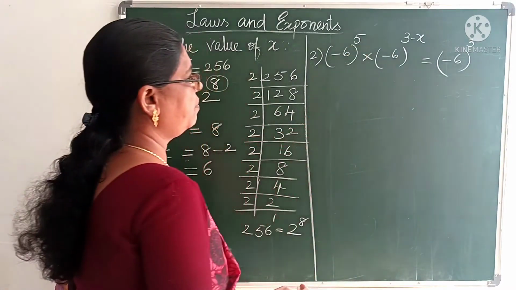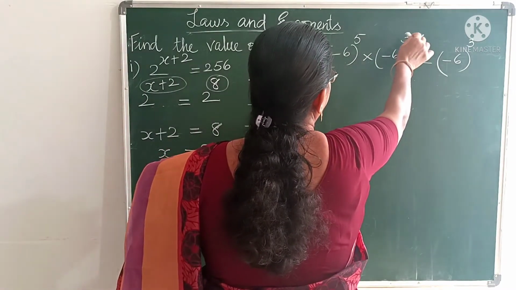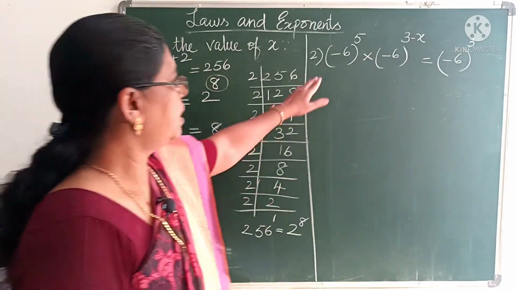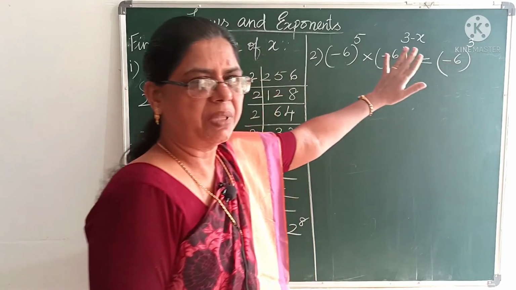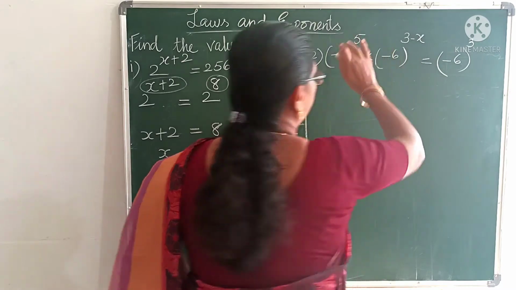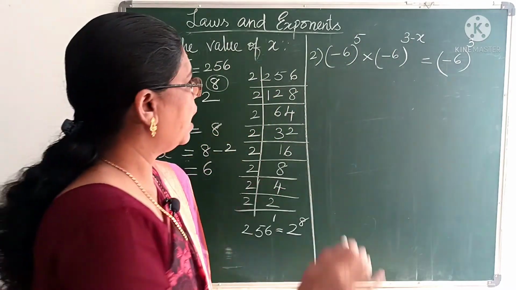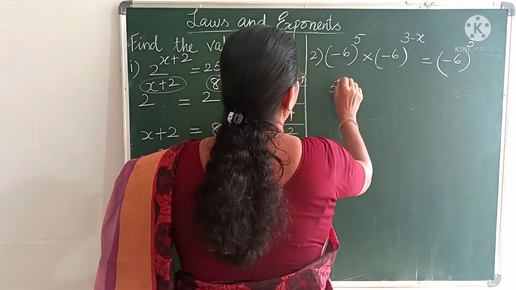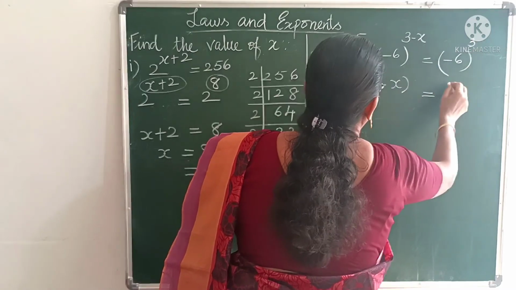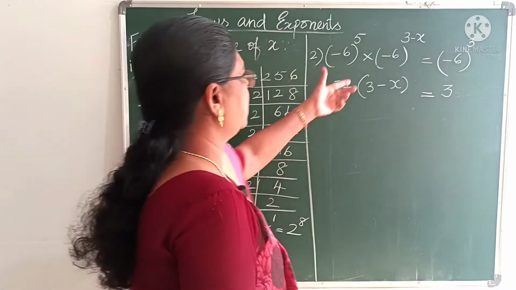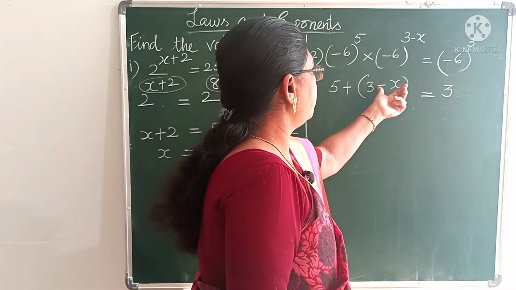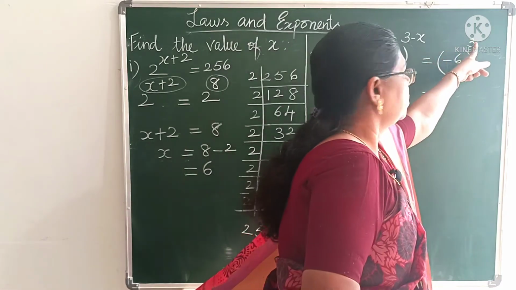Minus 6 power 5 into minus 6 power 3 minus x is equal to minus 6 cube. Here all the bases are same. In multiplication, what will you do with the powers? You have to add the powers. So 5 plus 3 minus x is equal to 3. In multiplication, we have to add the powers.